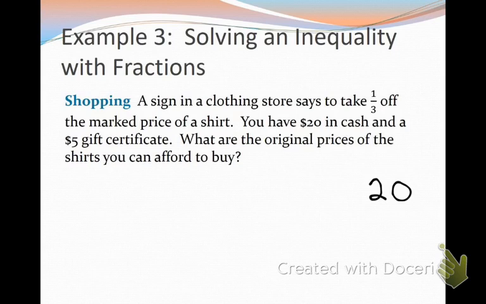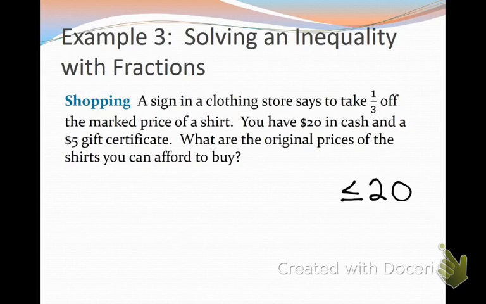And now I have to decide what inequality am I going to use? Does the total of the other information need to be less than $20 or greater than $20 in order for the problem to work? Less, right? You want to get up to the cashier to pay and actually have enough money to buy your shirt, right? So the cost of the shirt needs to be less than $20. But let me ask you this. If the cashier says your total is $20 exactly, do you have enough money? No.